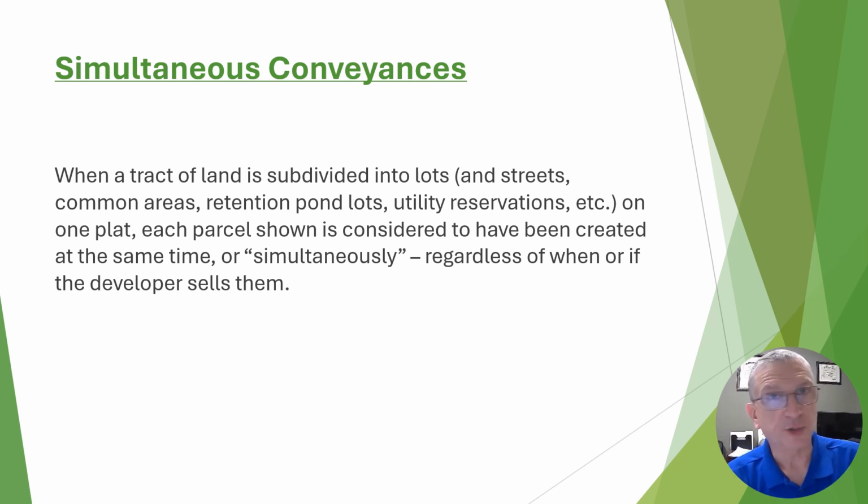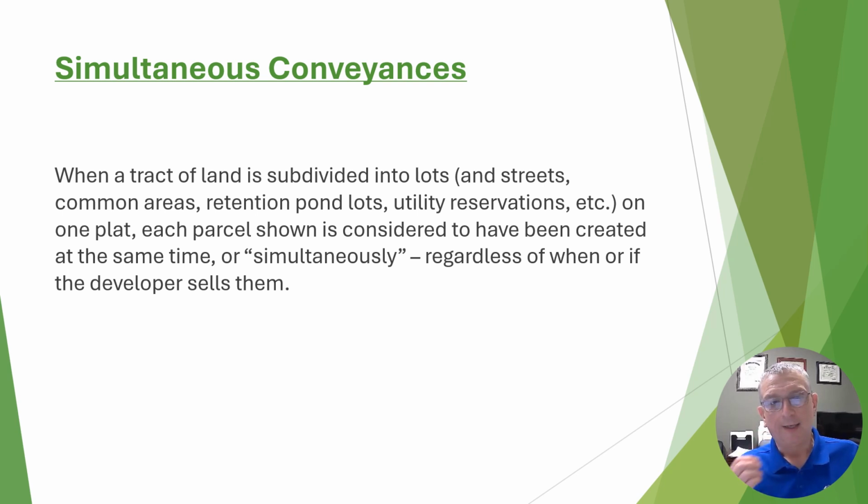There are some other flavors that we have to consider when we're resolving boundaries. Some conveyances are called simultaneous conveyances, even though they're not really simultaneous. What it really means is that when a subdivision plat, which can show 50 lots or 2 lots, shows a parent tract or a portion of a parent tract divided into 2 or more lots, and it's put on record for the purpose of selling those lots or conveying the streets or the common areas, etc., then all of those parcels are considered to have been created simultaneously.